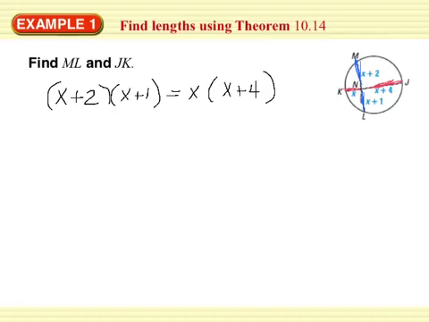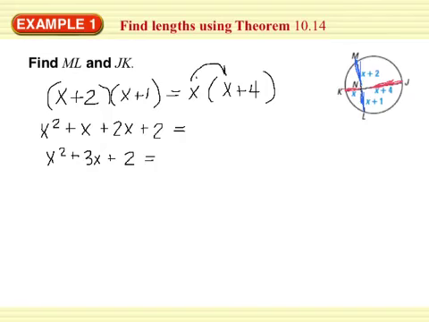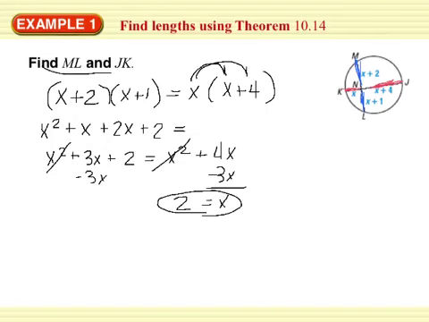Remember, we're foiling here. So we have first, outer, inner, last. Collect your like terms: x squared plus 3x plus 2. And here I'm going to distribute: x squared plus 4x. I always get quite happy when I see an x squared on both sides because it just makes life easier. X equals 2.